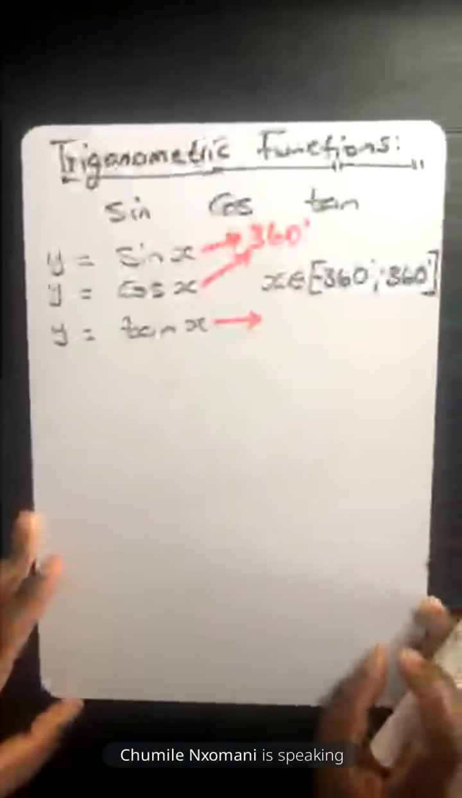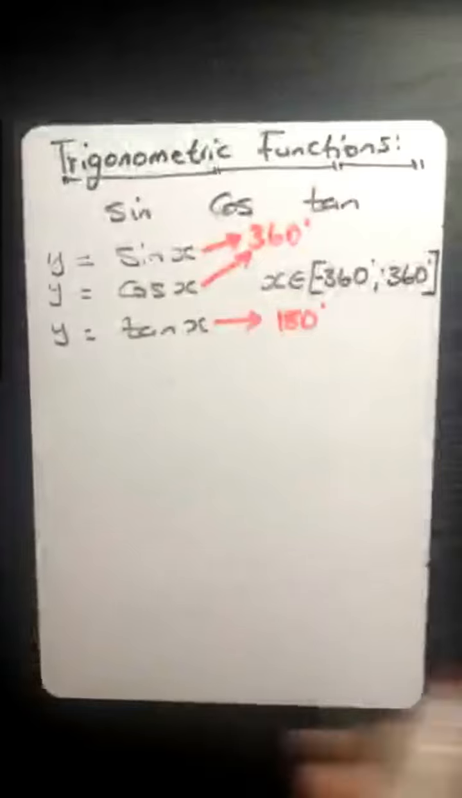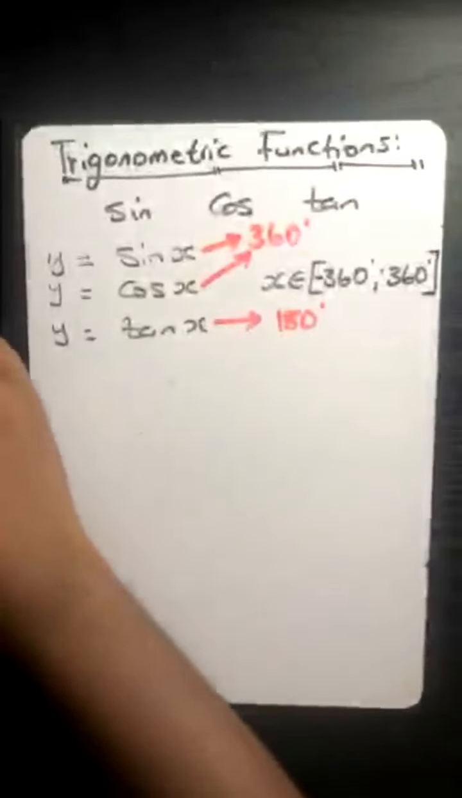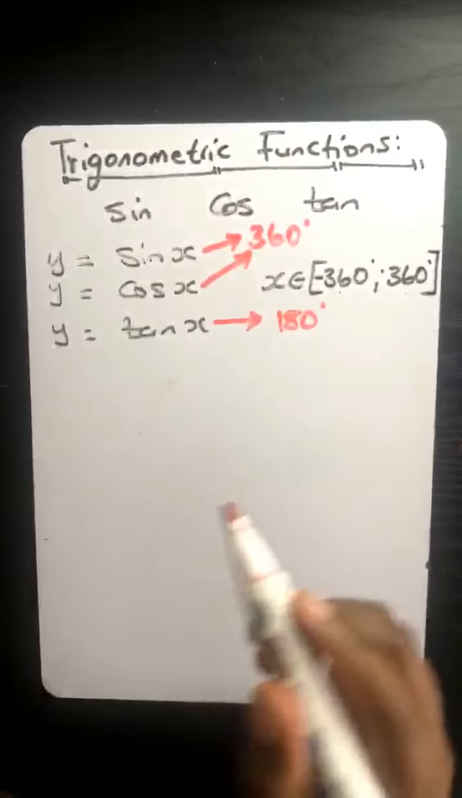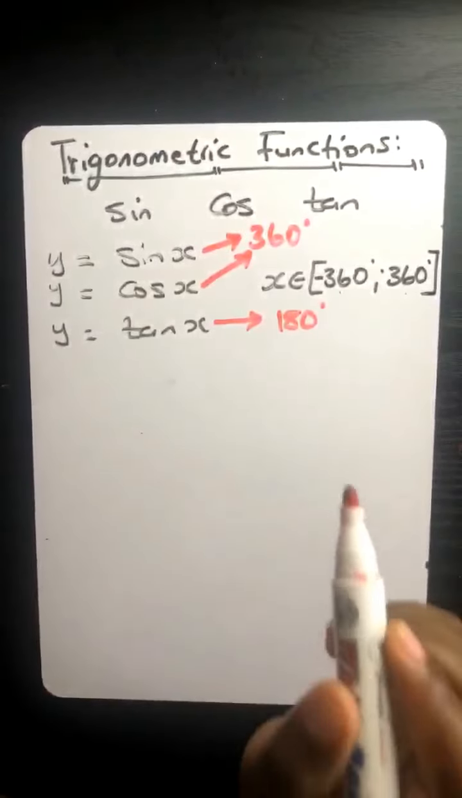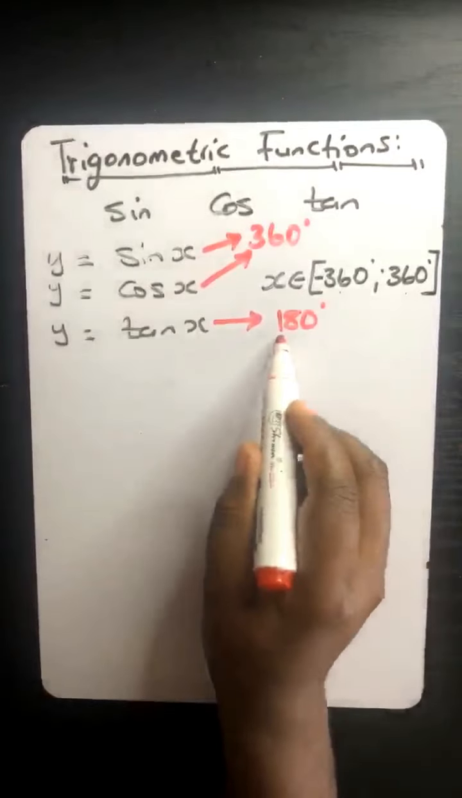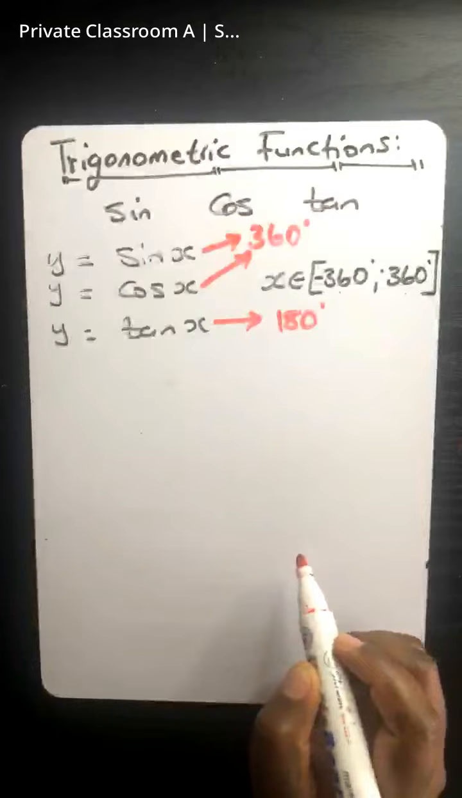The period for tan is 180 degrees. That means the function of tan repeats itself, or forms the same shape, after 180 degrees. So let's not complicate it and try to sketch the first function.